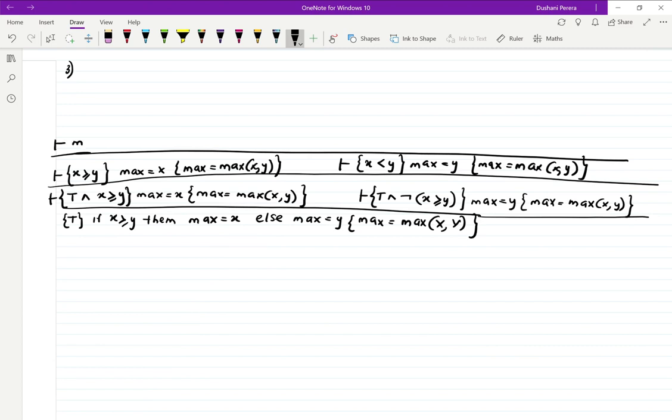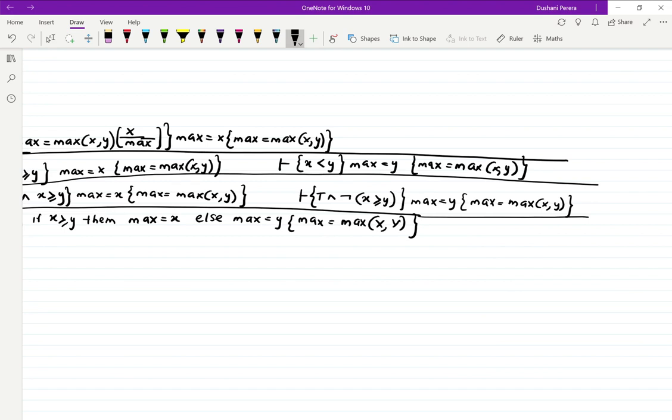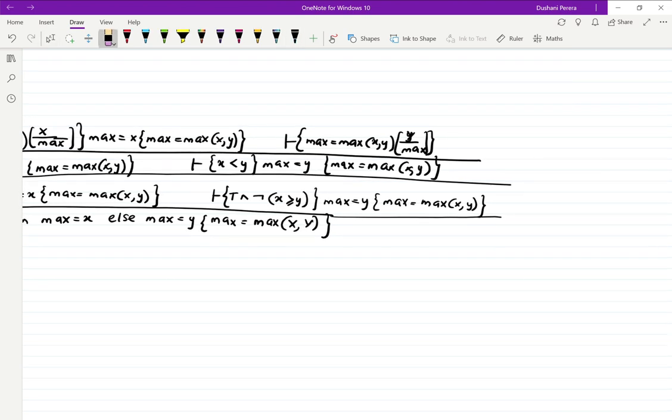Now we can apply the assignment rule as usual. So let's go ahead and do that. We have Q, E over X. So X is max, and then we have max equals X. And then over here we have max equals max xy, E over X, max equals y, max equals max xy.